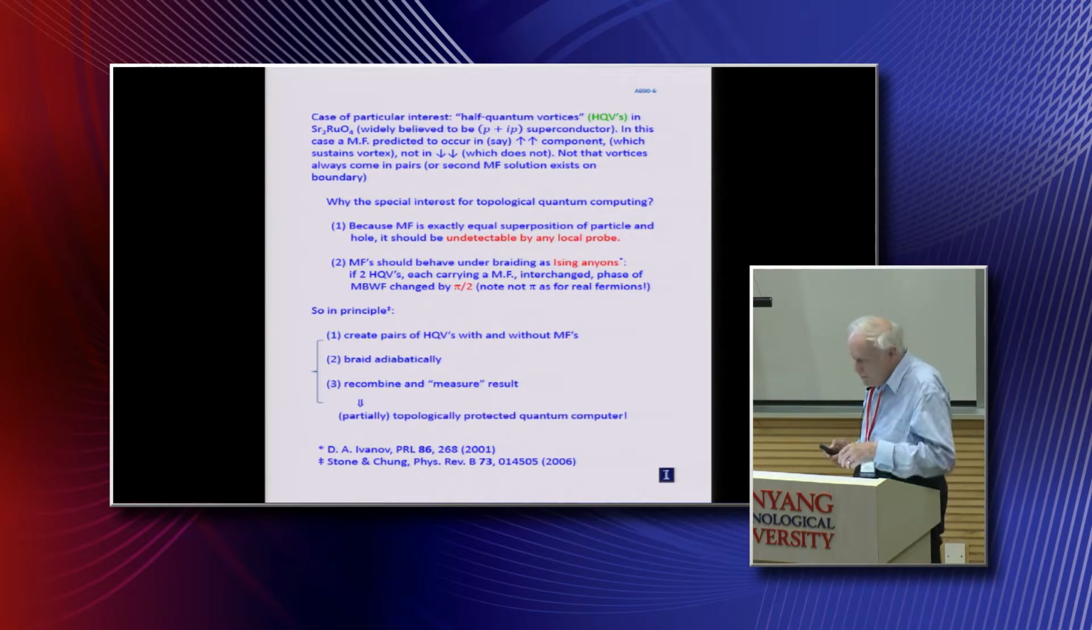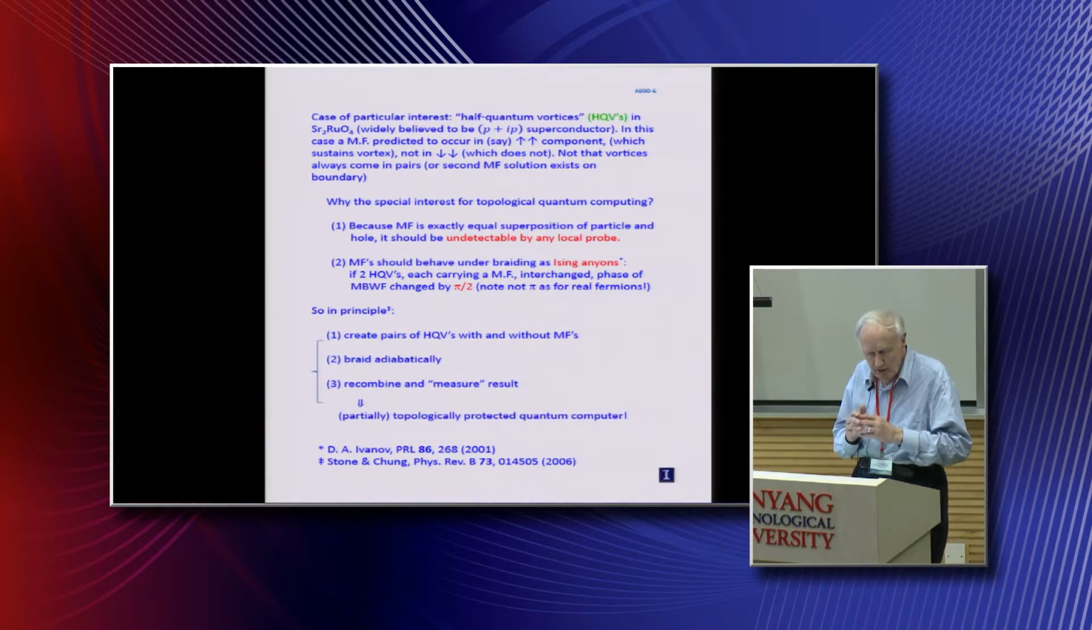Okay. A case of particular interest, at least historically, has been the case of so-called half-quantum vortices in strontium ruthenate. The point about strontium ruthenate is that it's a rare example of a superconductor which is believed to have the so-called p plus ip structure of its pairing. We're not absolutely sure that that's so, but most of the evidence does seem to point to that identification. And it turns out that you can make a peculiar type of vortex.